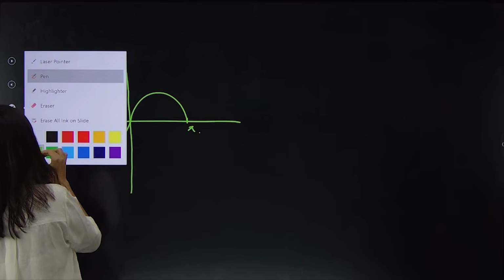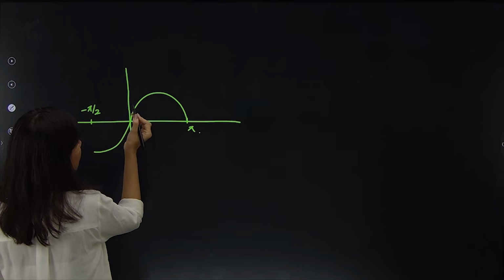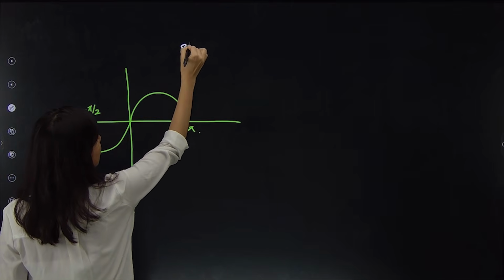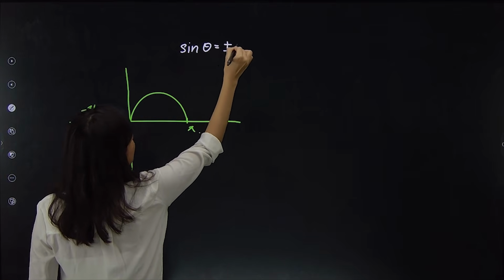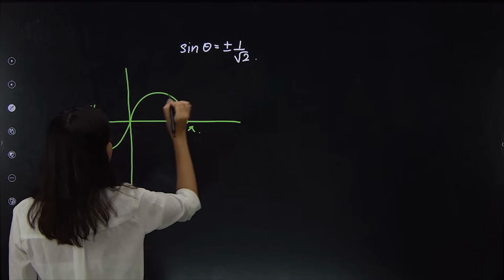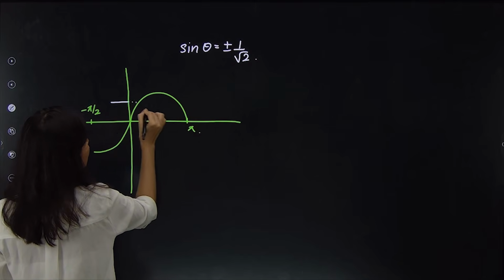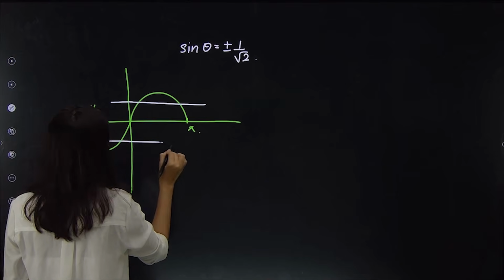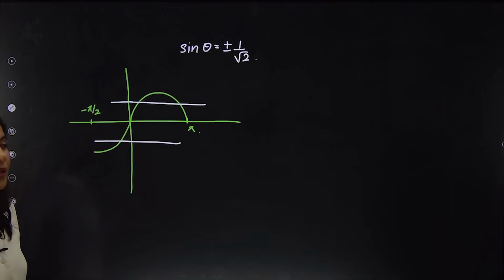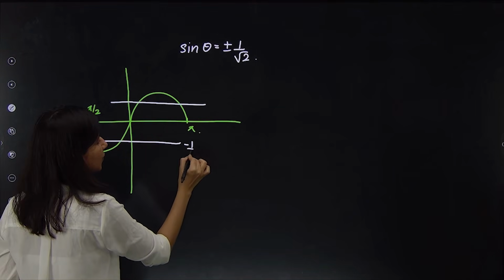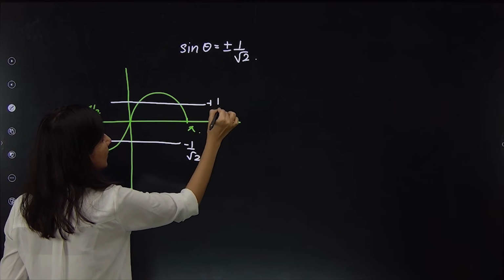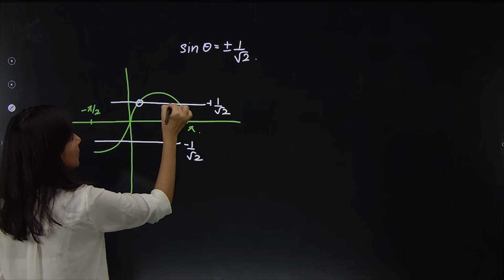1 by root 2, and minus 1 by root 2. Sin theta is plus minus 1 by root 2. Correct? So in this interval, I can clearly see this is the minus 1 by root 2 line, and this is the plus 1 by root 2 line. How many solutions? 3 solutions.